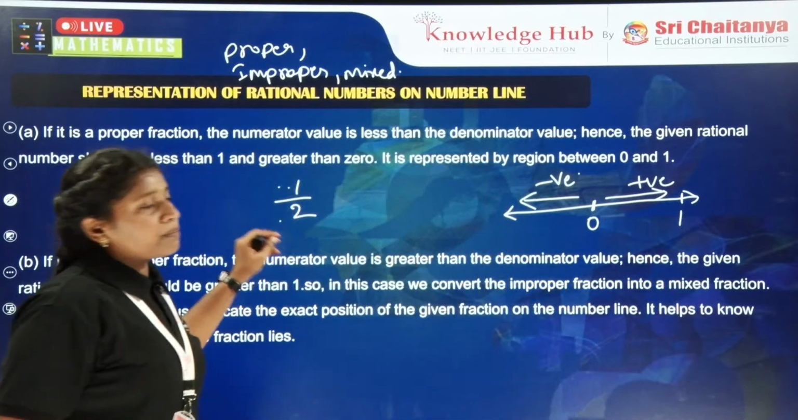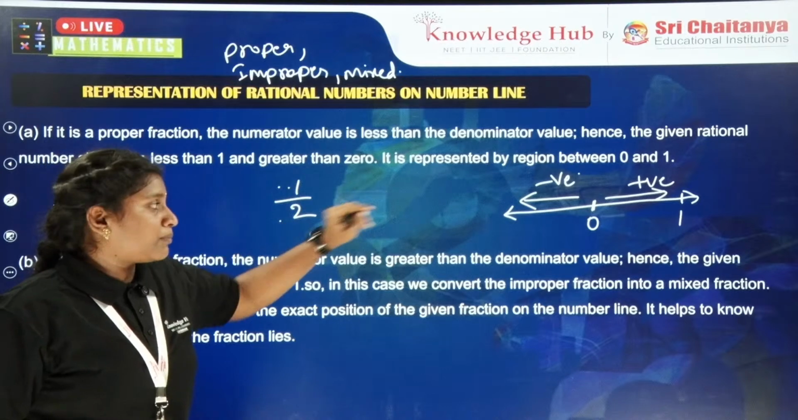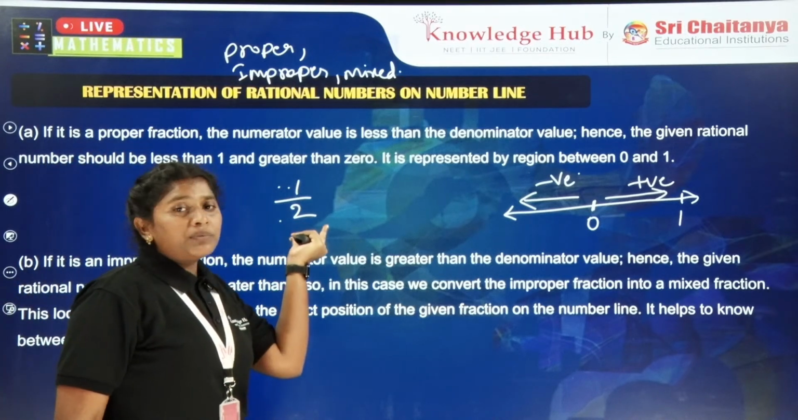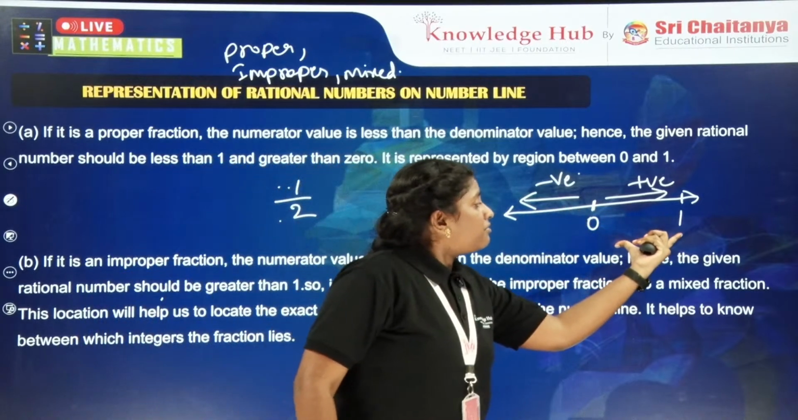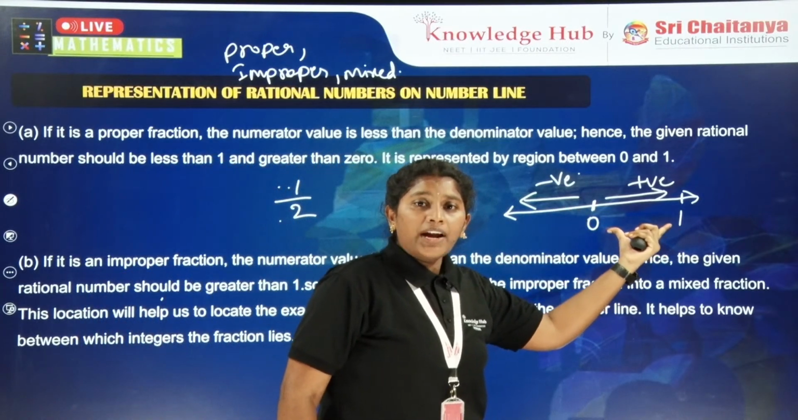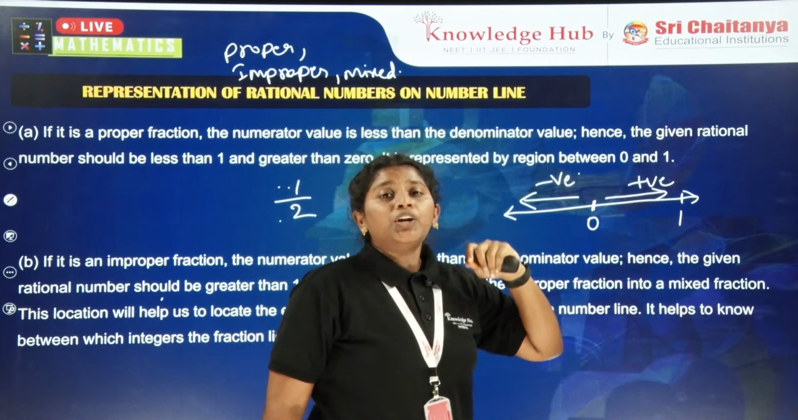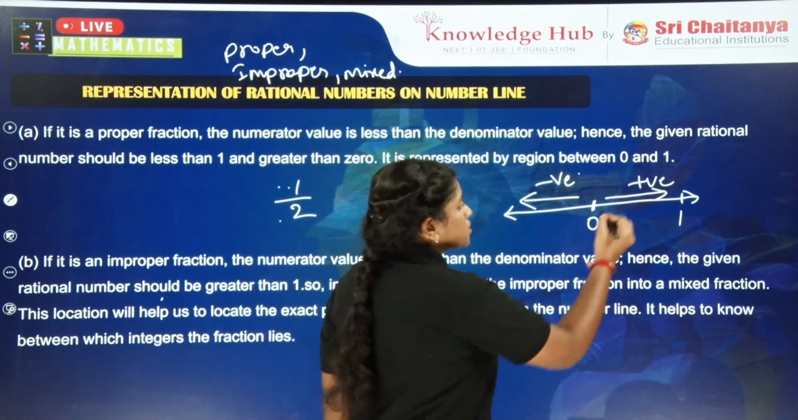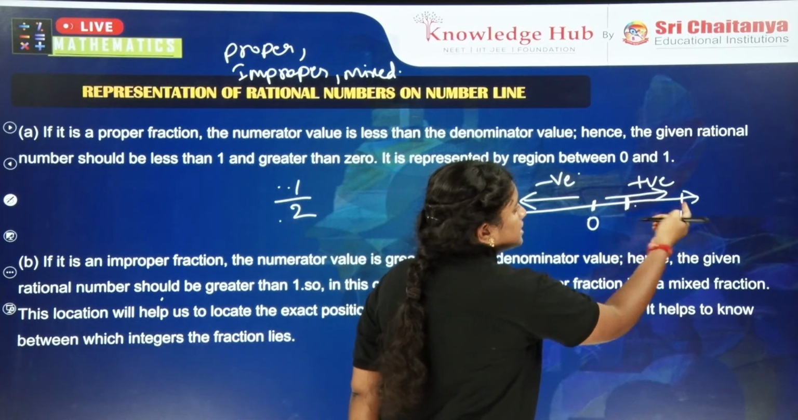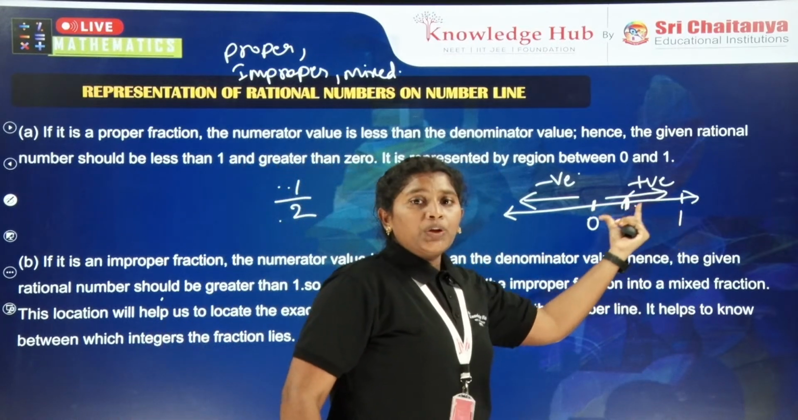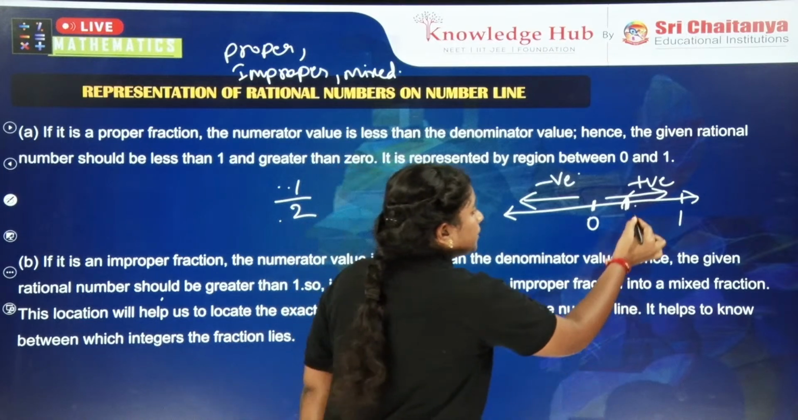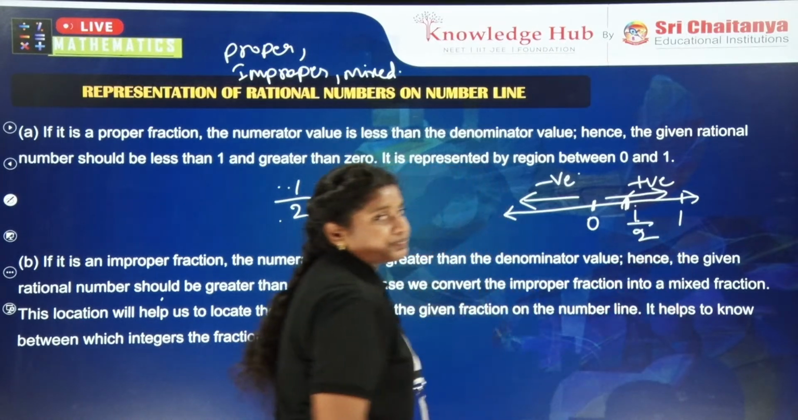Now how can we represent the proper fraction on the number line? What is the denominator? The denominator is 2. So that means we are going to divide the space between 0 and 1 into two equal parts. So this is one part and this is the other part. Here I have divided it into two equal parts. So here it will become your 1 by 2.